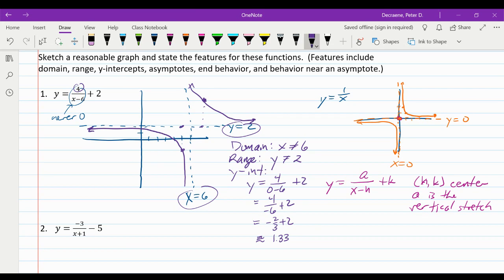Let's talk about end behavior really quick. Remember, that's where the graph is going as x goes to infinity and negative infinity. So these two arrows going left and right, and notice they're leveling out at 2. So we say as x goes to infinity, y is going to 2, and as x goes to negative infinity, y is also going to 2.